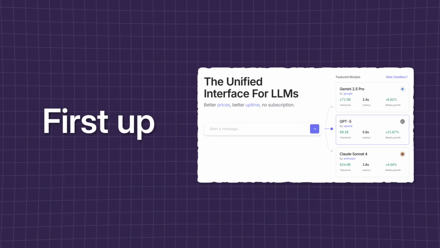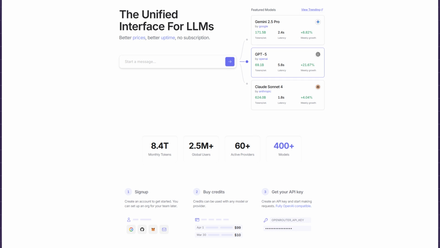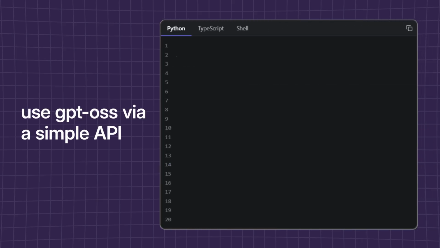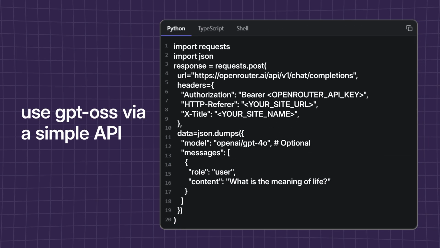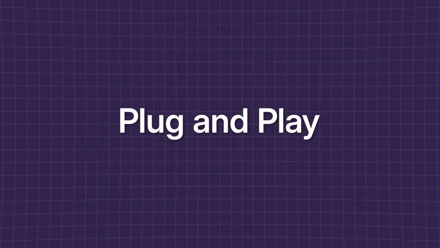First up, OpenRouter. If you don't want to run the models yourself, OpenRouter lets you use GPT OSS via a simple API. No GPUs required, it's plug and play, perfect for devs building apps with an API key.